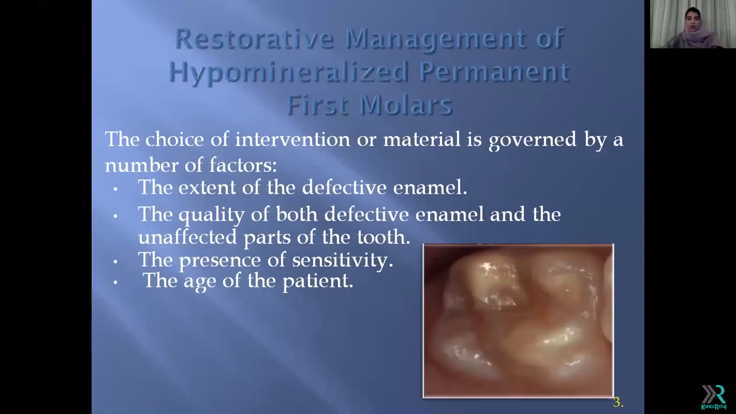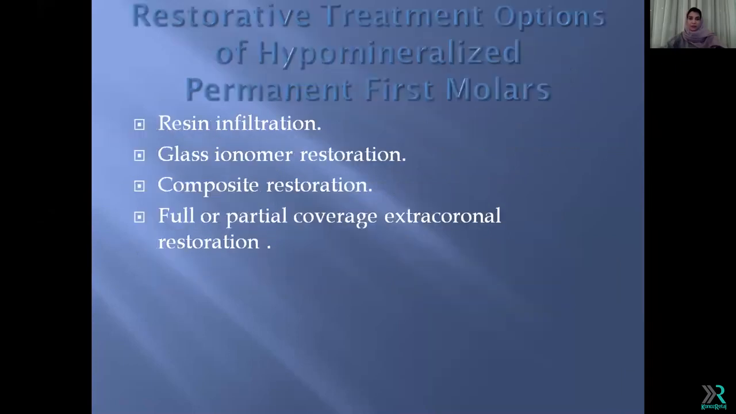And the choice of the best restorative intervention or material is governed by several factors, like the extent of defective enamel, quality of both defective enamel and unaffected parts of the tooth, the presence of sensitivity, and the age of the patient. Restorative treatment options of hypomineralized permanent first molar: resin infiltration, glass ionomer restorations, composite restoration, full or partial coverage extracoronal restoration.